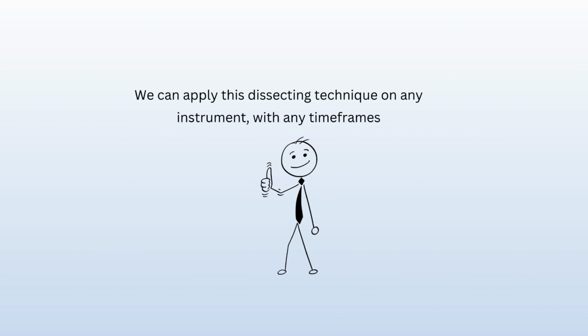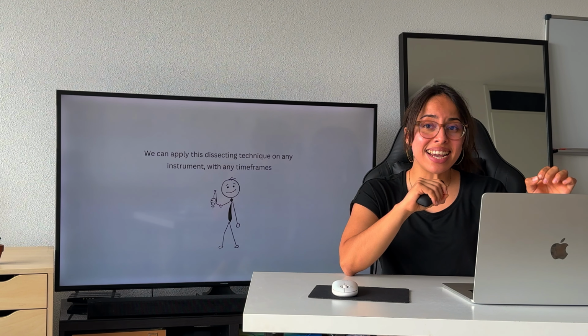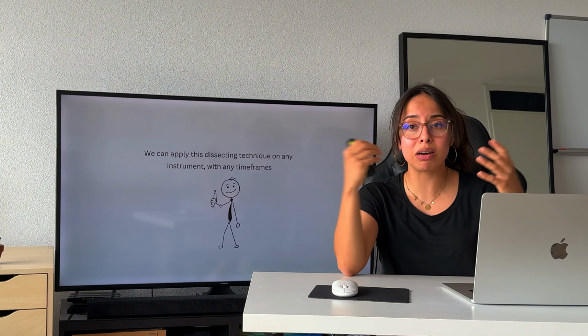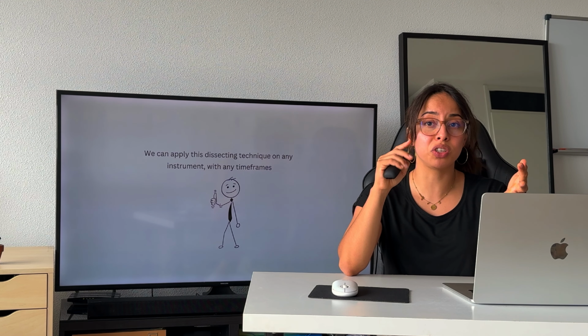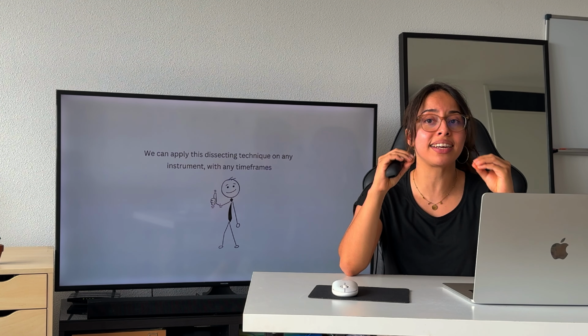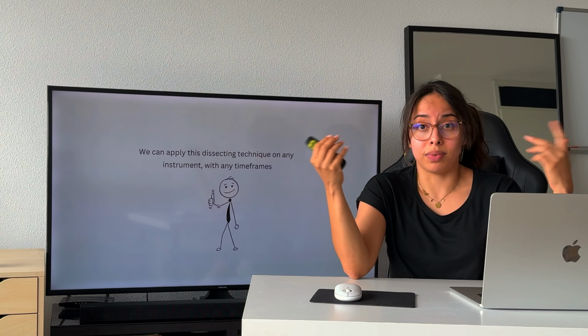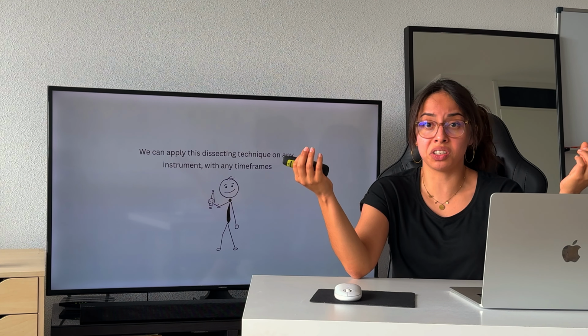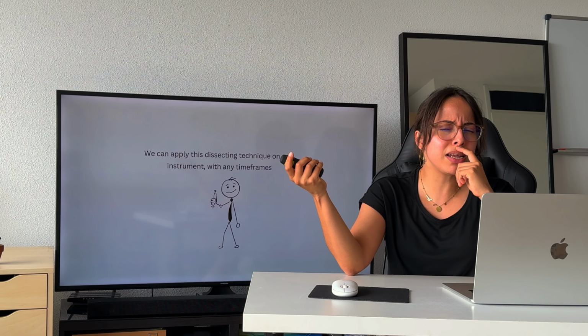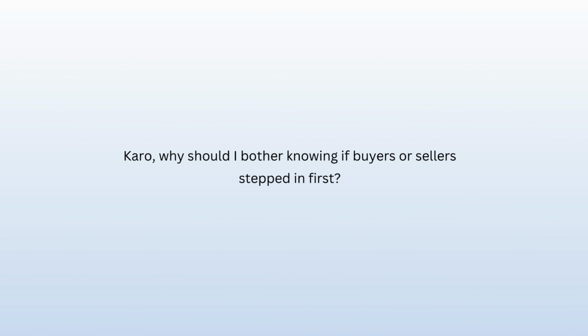And the beautiful thing about this is that we can apply this dissecting technique on any instrument with any time frames. So this dissecting technique is not limited to, for example, only crypto. You can use it in stocks and you can use it in futures, in any instrument that you're trading on. Okay, cool. Now we know how to dissect candlesticks, which is an interesting skill to have. But some of you might be wondering, Caro, why should I bother knowing if buyers or sellers stepped in first?